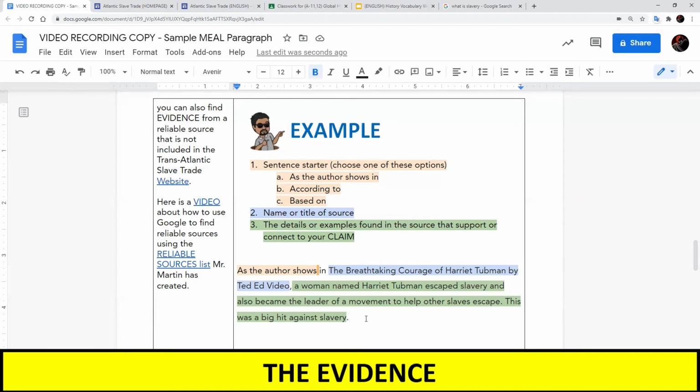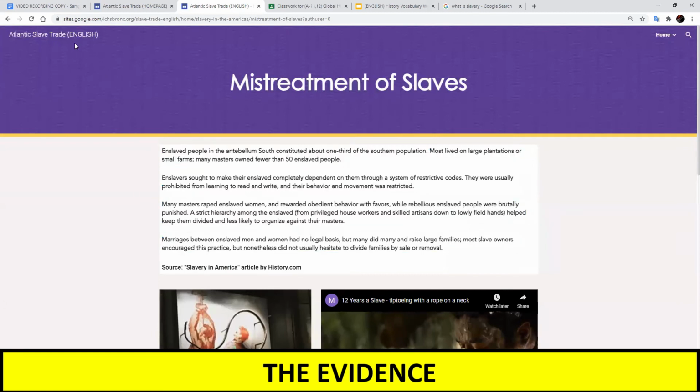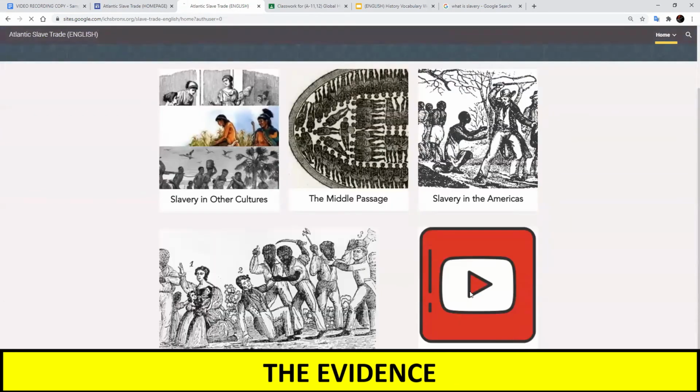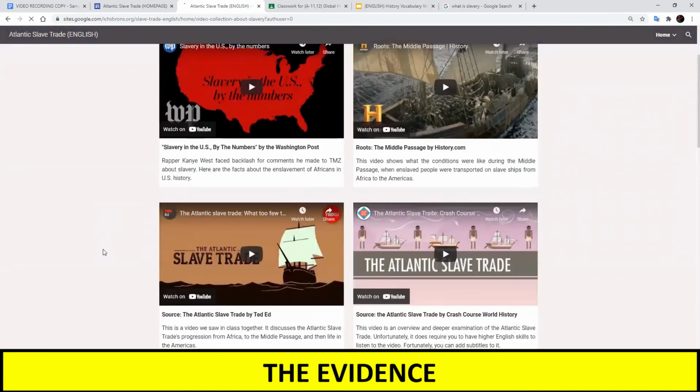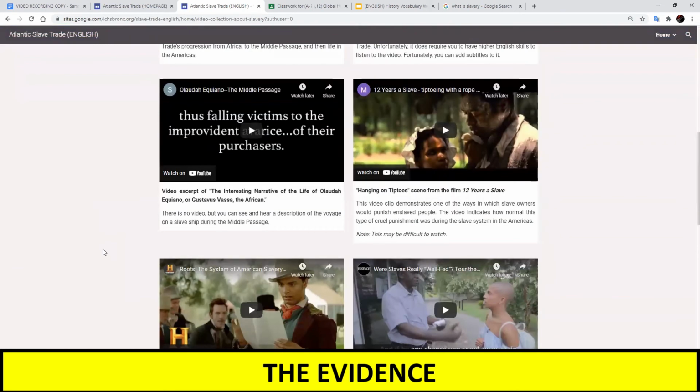So you can see that this evidence has all of the parts that I'm asking you to include. It uses one of the sentence starters, as you can see by the color combo. It provides the title of the source, right? And we all saw this video together in class. A lot of the videos that we see in class together, you can find here on the same website. There's a section that says videos about slavery, and you should be able to find even more videos than the ones we've seen, but I think all of the videos that we've seen in class are there.